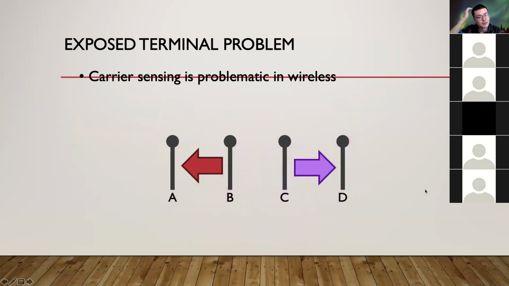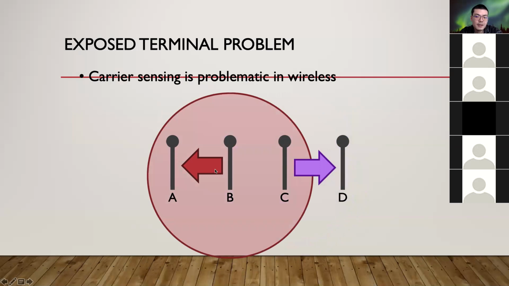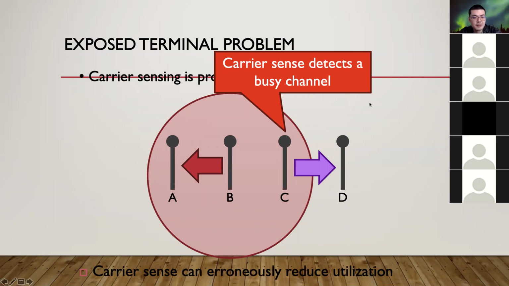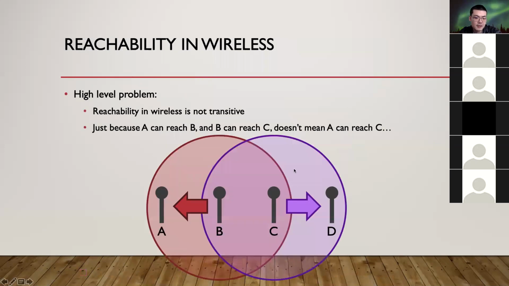So that's the two complication problems caused by the wireless environment. A better way to see the problem: B is sending a message to A, and C, if it's listening, will think, hey, this channel is busy. C will not send to D, which could happen in parallel, concurrently. So basically, carrier sense can erroneously reduce the utilization, because C can send to D anyway, but it will not do so if you just do carrier sense.